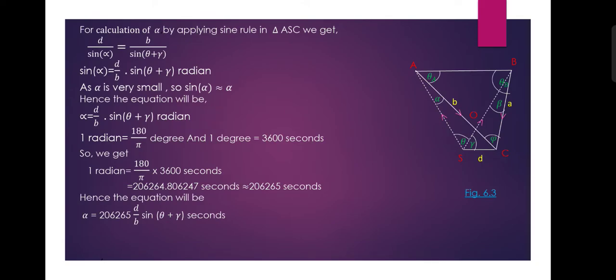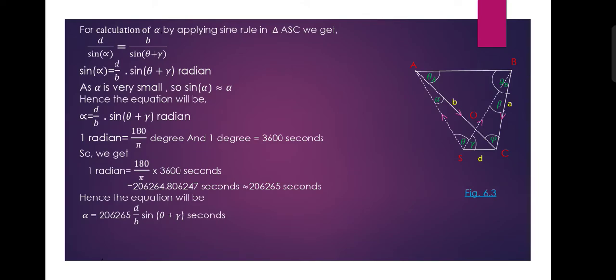For calculation of alpha, by applying sine rule in triangle ASC, we get d by sine alpha is equal to b by sine theta plus gamma. As we can see, d is opposite to the angle alpha and theta plus gamma is opposite to the side b. So we can apply sine rule here, and by solving it, sine alpha comes out to be d by b whole into sine theta plus gamma, in radians. As alpha is very small, sine alpha tends to alpha. Hence, the equation will be alpha is equal to d by b sine theta plus gamma radian.